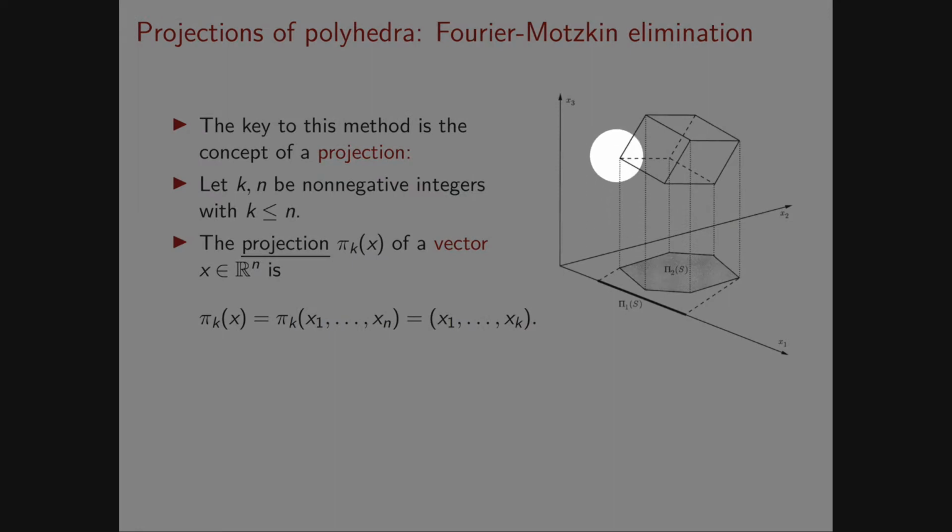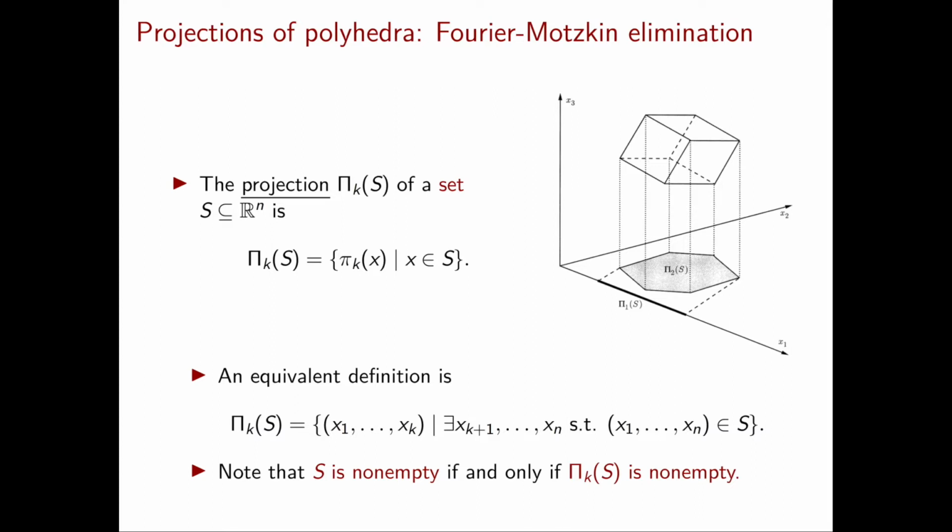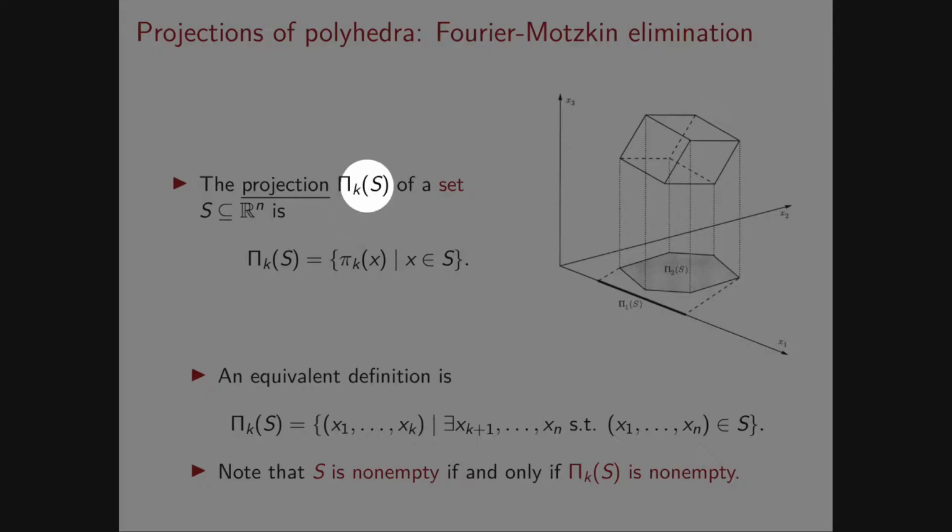In the picture here on the right, if you look at this extreme point, of course it lives in R3, so it is a vector with 3 components. Now its projection is this vector down here, which is obtained by just trashing the third component. Now we can use the definition of the projection of a vector to define the projection of a set. The projection of a set S in Rn is denoted by capital Pi k of S, and it's simply the set of the projections of all the points in S.